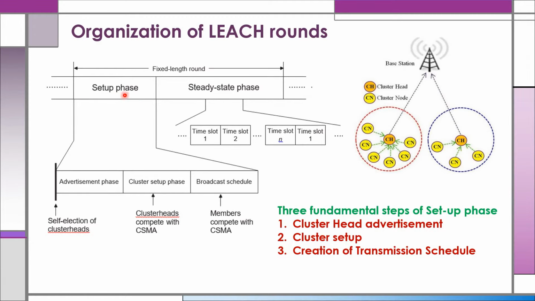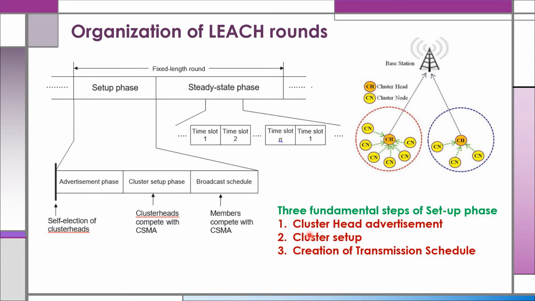The setup phase consists of three different operations: cluster head advertisement, which is called the advertisement phase, then cluster setup phase, and broadcast schedule. These are the three different operations we are performing during this particular setup phase. The next phase is called the steady state phase. Here, in each and every time slot, the nodes will communicate the data to the corresponding cluster head. That is the steady state phase.